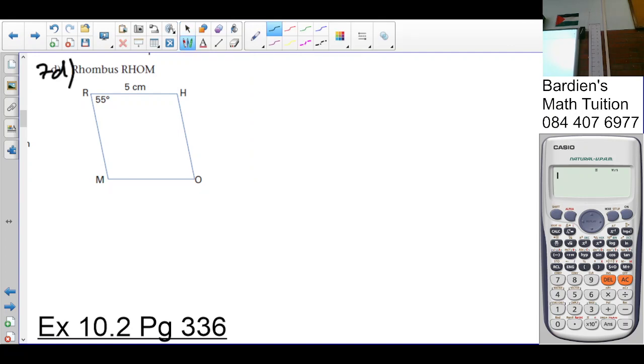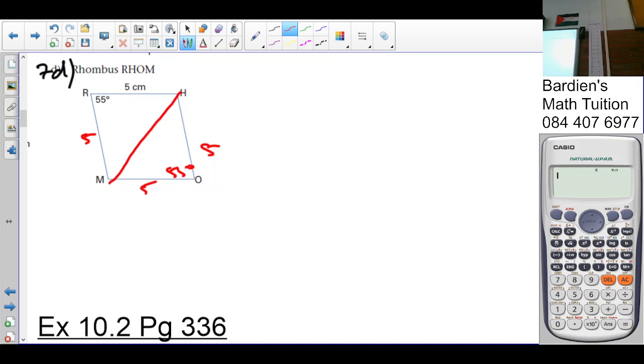Rhombus, R-H-O-M. What's the question? Probably to calculate the area. Okay, so people have a rhombus. What's the property of a rhombus? All sides are equal. Opposite angles are equal. So in other words, I can calculate the area of triangle RHM and multiply it by 2 to get the area of that figure.